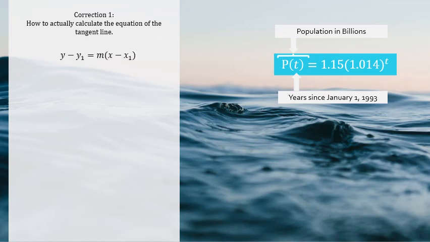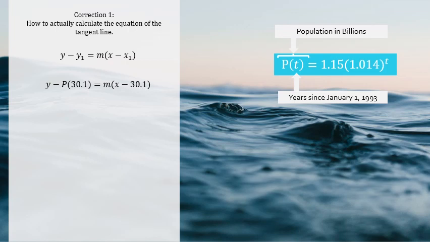So what you do is you take y minus y1 equals m times x minus x1, where y1 and x1 are just the point that you're trying to find the tangent for. So in this case, that's going to be P of 30.1. The 30.1 is the t value for today, 30.1 years after January 1st, 1993.